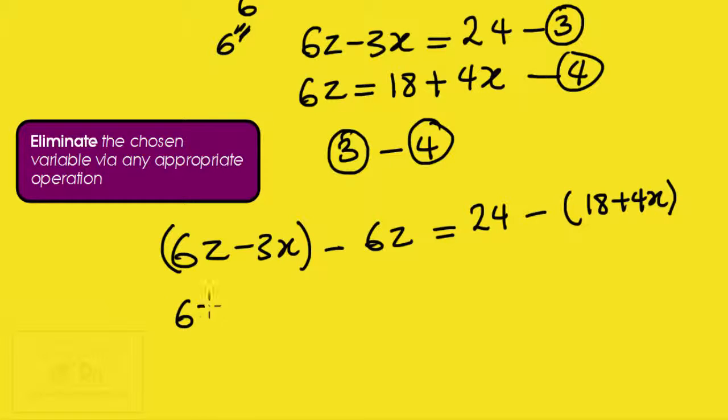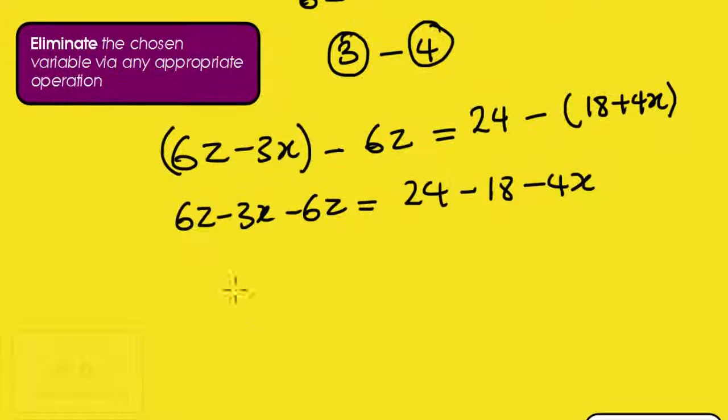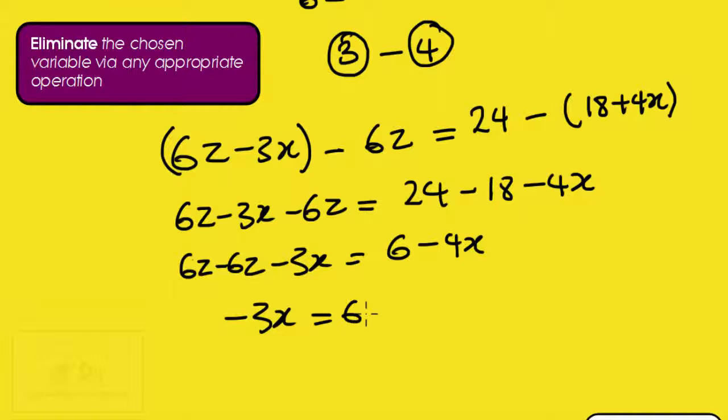Dropping the brackets gives 6z minus 3x minus 6z, which equals 24 minus 18, minus times plus 4x is minus 4x. And rearranging, we get 6z minus 6z minus 3x. 24 minus 18 is 6, minus 4x. So this is minus 3x equals 6 minus 4x.